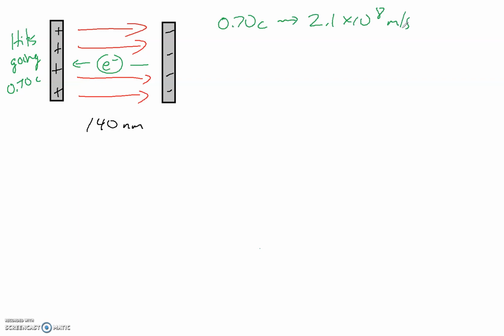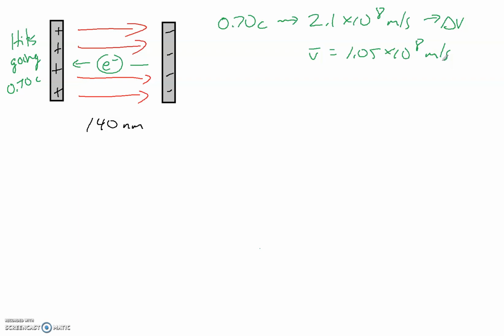So this electron went 140 nanometers, and it hit the other side going 2.1 times 10 to the 8. So this would also be my change in V. Well, if that's my change in V, it's pretty easy to then take that and find my average V. I'll just cut that in half. So then I know that my average V is half of this, so 1.05 times 10 to the 8 meters per second.